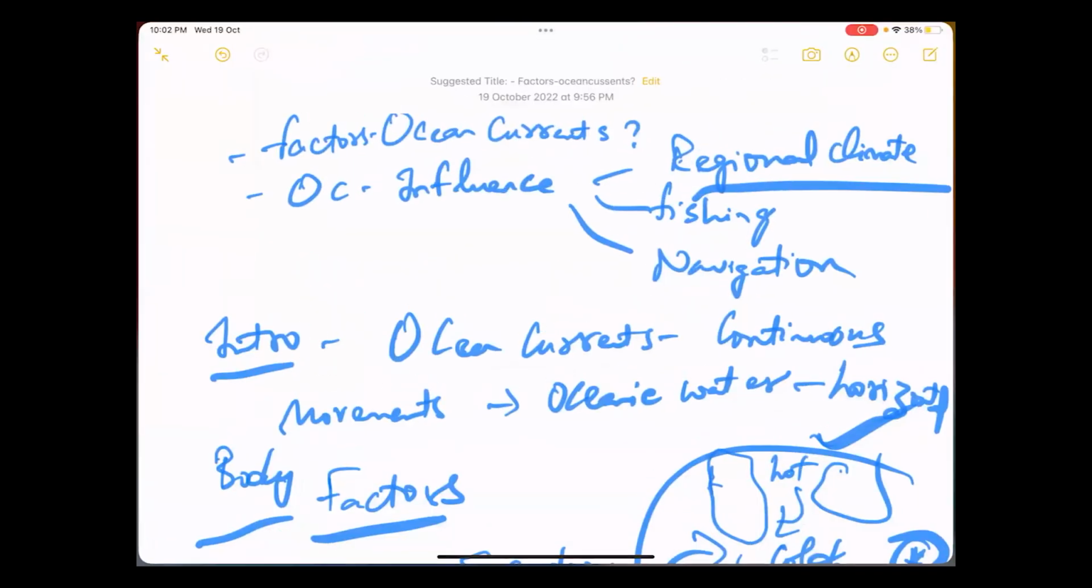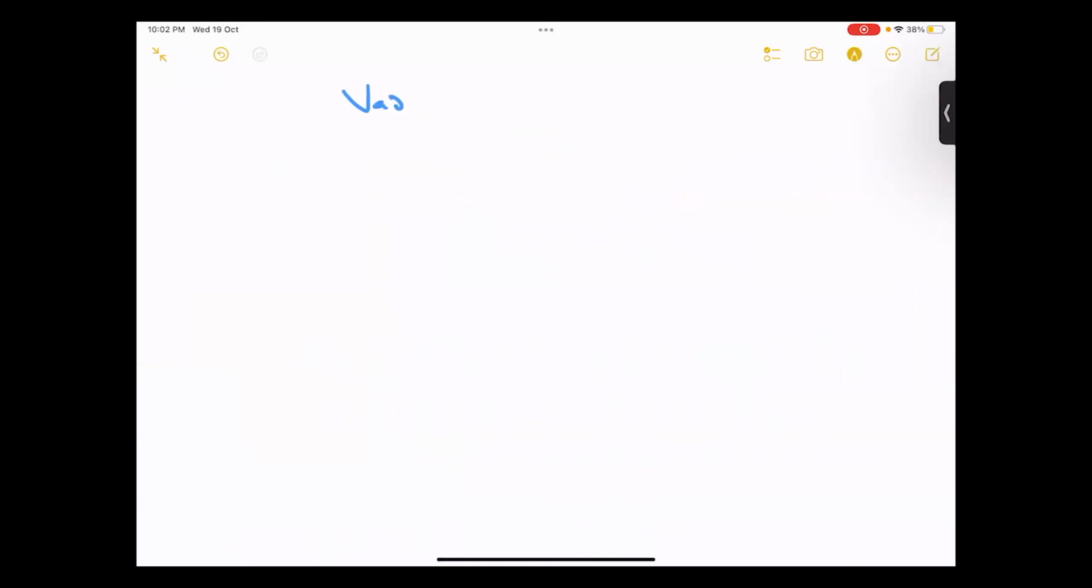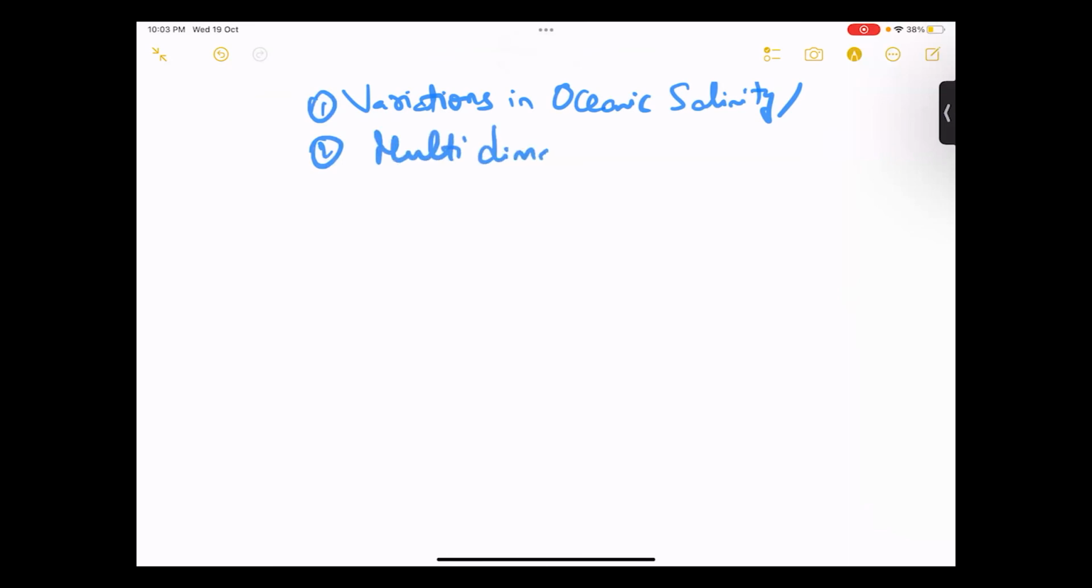Right. So what is the question? Again, the question has two parts. The question is asking you what are the reasons for variations in oceanic salinity and what are its effects. That is the first part of the question. The second part is the multi-dimensional effect.